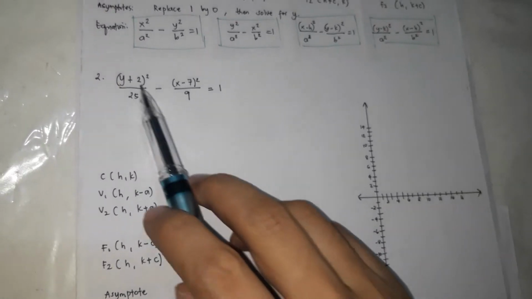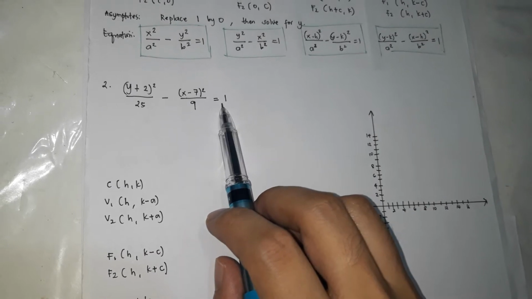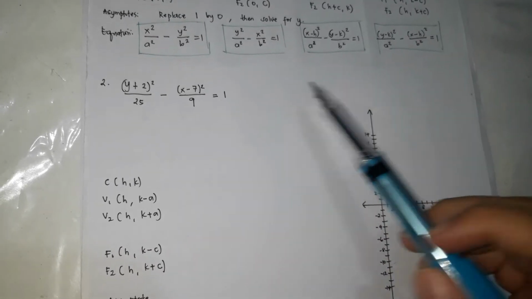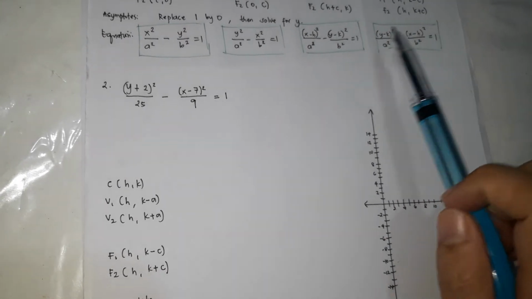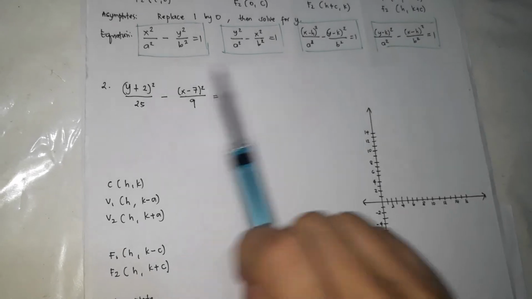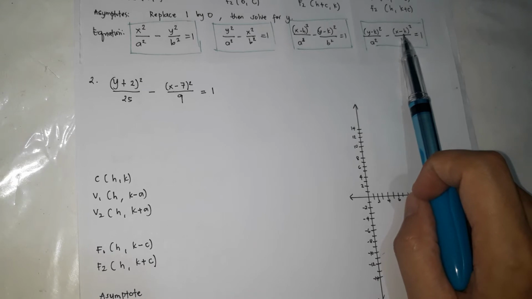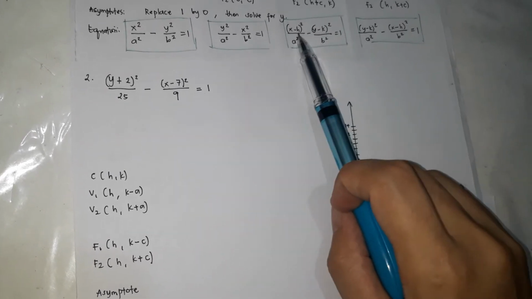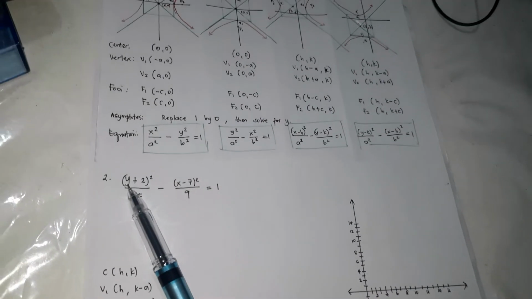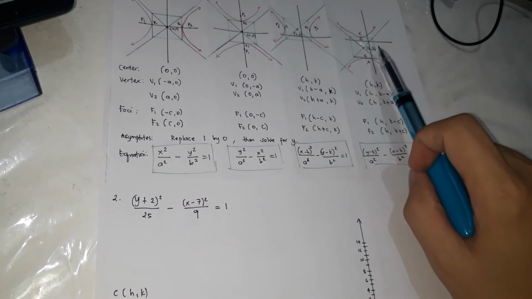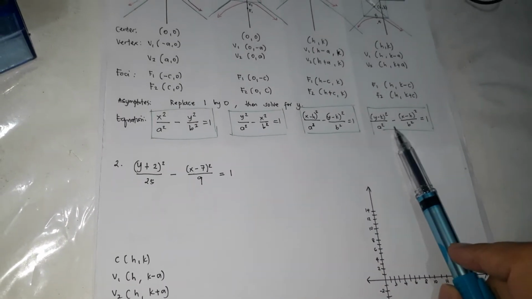So this is example number 2, (y plus 2) squared over 25 minus (x minus 7) squared over 9 is equal to 1. So we're going to identify kung saan siya dito similar. As you can see, similar siya dito. Bakit dito? Kasi nauna si y plus k minus ganito, magkatulad sila. Ito sila nauna sa x instead of y. So the graph would look like this. So it's vertical.